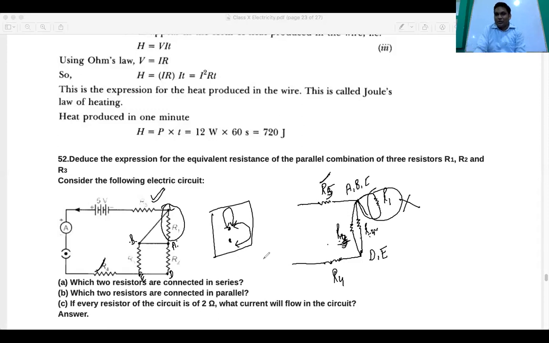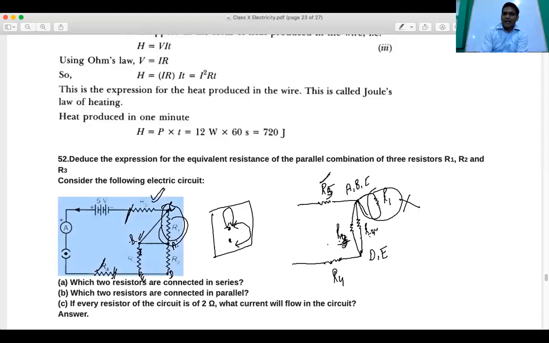So here this wire will be short circuited, because these contain the same potential, meaning C has the same potential as B. So this resistance and this resistance are going to be added in series, and these other two will be added in parallel. They are asking which two resistors are connected in series. So R5 and R4 are added in series, and R2 and R3 are added in parallel.